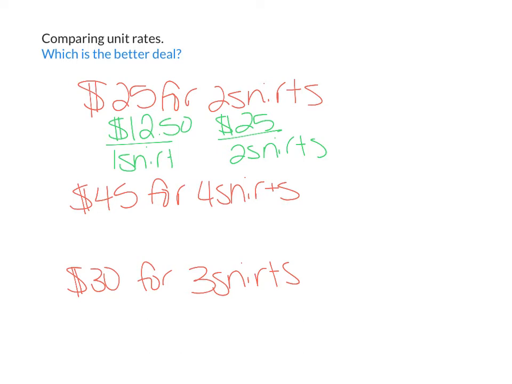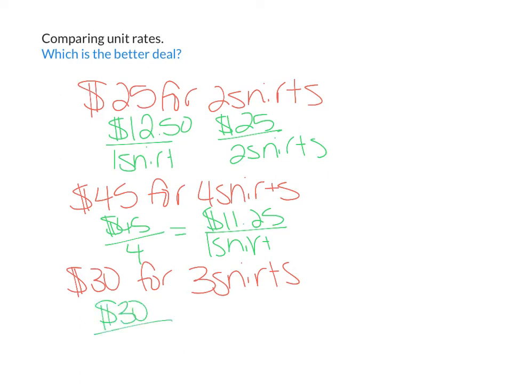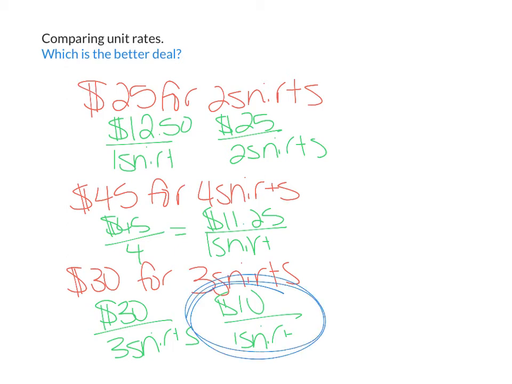So that first place, I'd pay $12.50 for 1 shirt. The second place, if it's going to cost me $45 for 4 shirts, in order to find how much it's going to cost for 1 shirt, I need to take 45 and divide it by 4. And if you punch that in your calculator, we should get $11.25. Okay? And then finally, the third place, I could pay $30 for 3 shirts. So the cost for 1 shirt would be $10. So clearly, this last one, that $10 per shirt, is going to be the best deal.